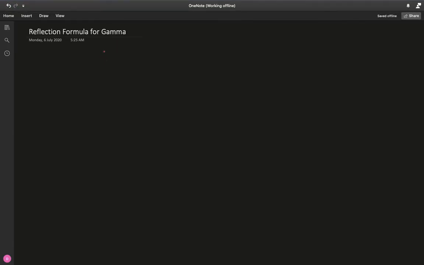Okay, so let me first state the reflection formula for the gamma function. If you have gamma of z multiplied with gamma of 1 minus z, that is nothing but pi over sine of pi times z. So, okay, now let's start proving this.